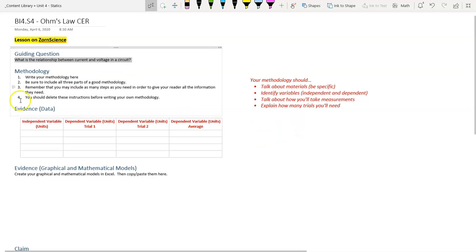So I went ahead and I put together a data table for you. You don't need to fill anything in today, but in the methodology, I want you to talk about how many trials you're going to need and how you're going to ensure that you get accurate measurements.